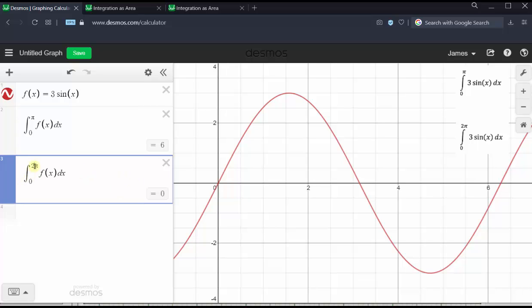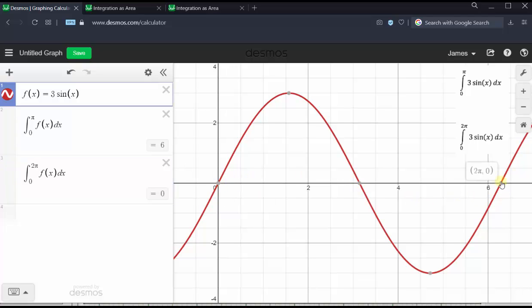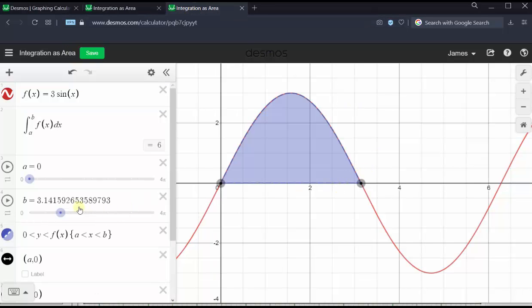The interval from 0 to 2 pi is approximately the interval from 0 to 6.28 from this point on the left to this point here on the right. Going back to the animation, if we integrate from 0 to 2 pi, the area in blue is positive because it's above the x-axis. The area in red is negative because it's below the x-axis. The areas are the same but opposite signs, which is why the value of the definite integral is 0.